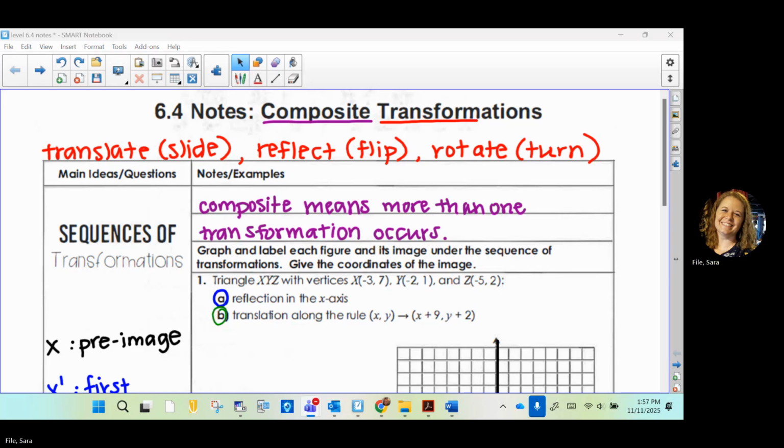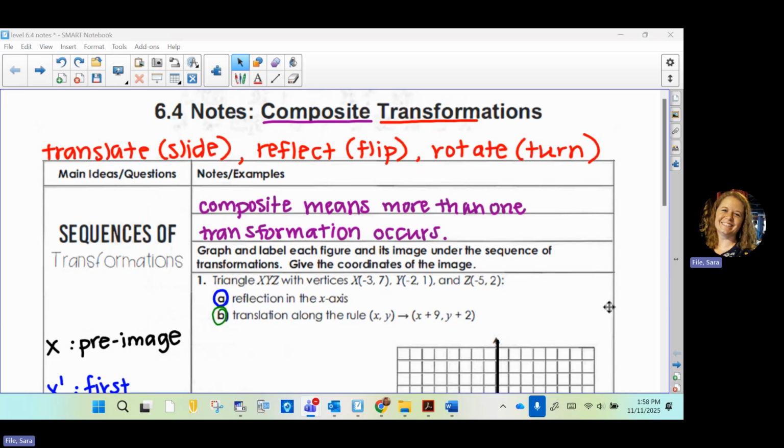Okay? So in 6.1 through 6.3 so far, we have talked about the 3 different types of transformations. There's translate, which means slide, reflect, which means flip, and rotate, which means turn. We did each of those individually. What we're doing in 6.4 today is composite transformations. Composite just means there's going to be more than one.